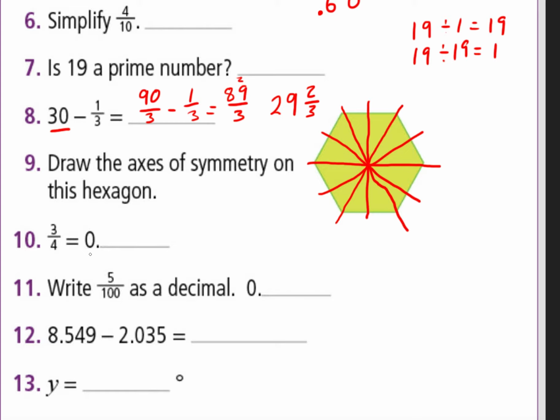Now 3/4 is equal to 0.what? Well, we know that 1/4 is equal to 0.25.